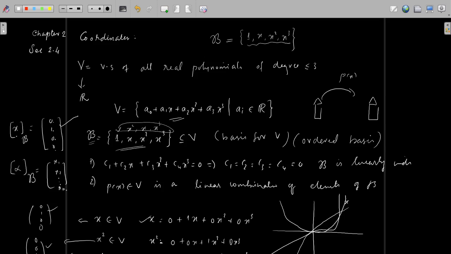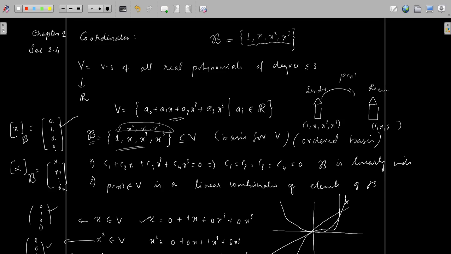When you consider these coordinates, we need to consider only the ordered basis. This is the advantage of coordinates. I'll conclude: whenever a sender has to send a polynomial, or some vector, to a receiver, we need to set the ordered basis 1, x, x square, x cube on both sides.